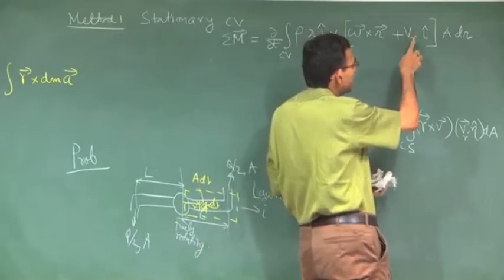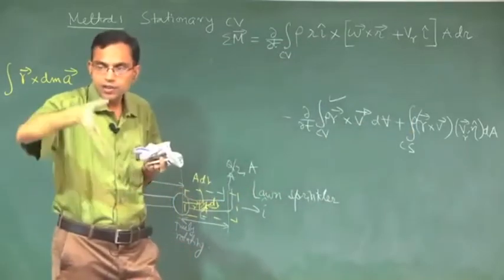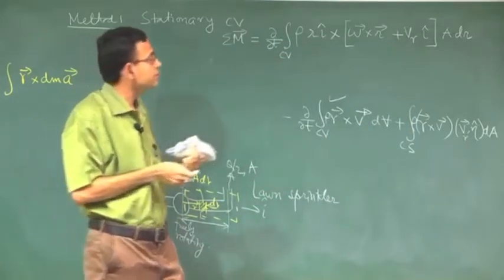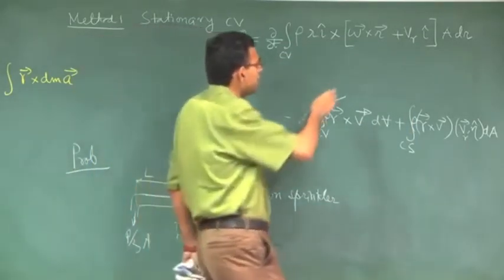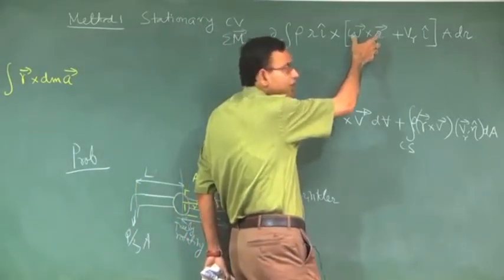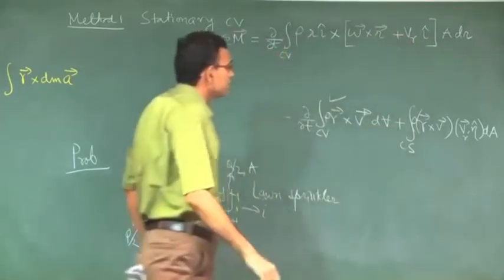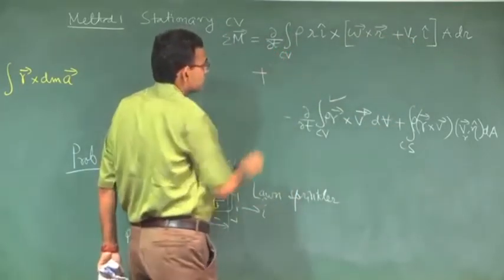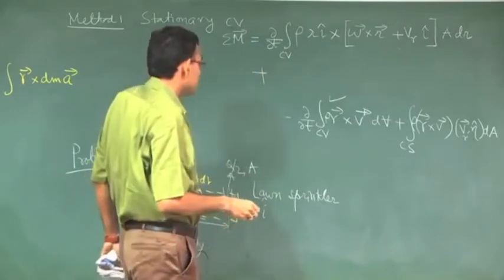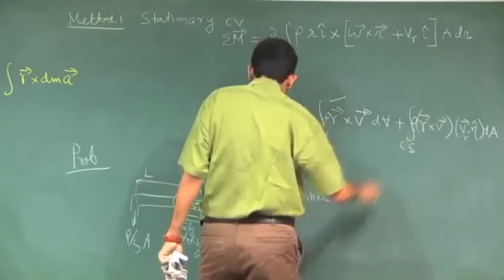This is the velocity of the fluid relative to the sprinkler, that is, water relative to the sprinkler, how it is flowing. Remember, because it is an inertial frame, everything is absolute, we cannot write relative here. So the absolute velocity has to be written, plus integral rho r cross v.